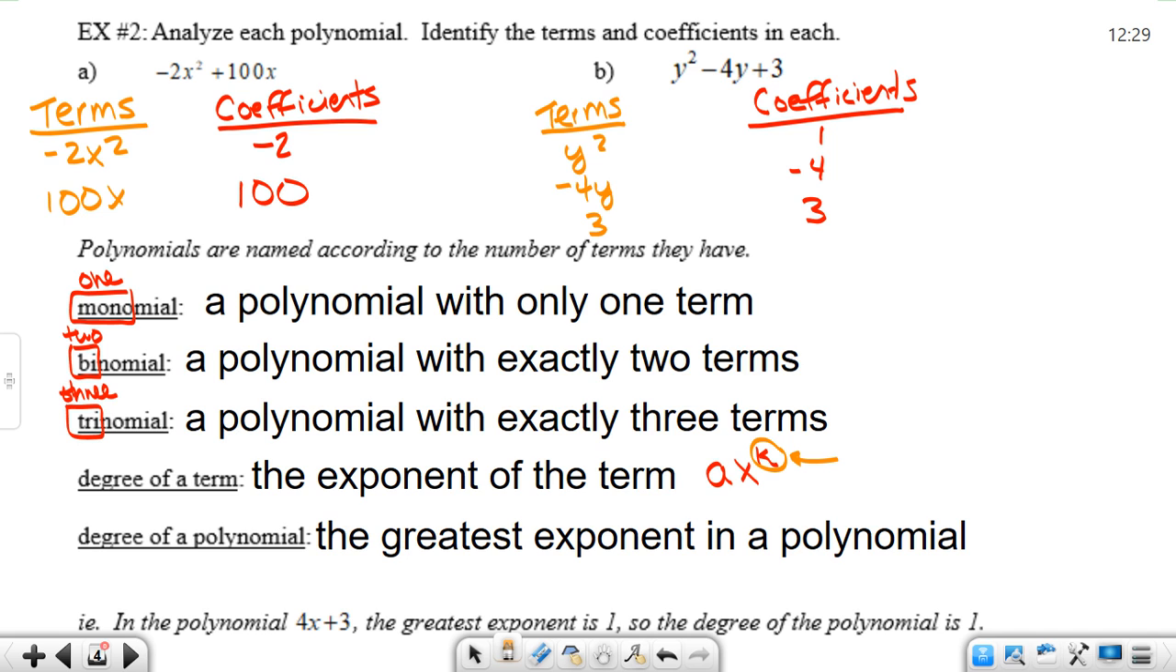Now, the degree of a polynomial is the greatest exponent in a polynomial. So in order to determine the degree of a polynomial, you're going to have to look at all the terms, look at all their degrees, and determine which degree is the largest. And that will be the degree of the polynomial.